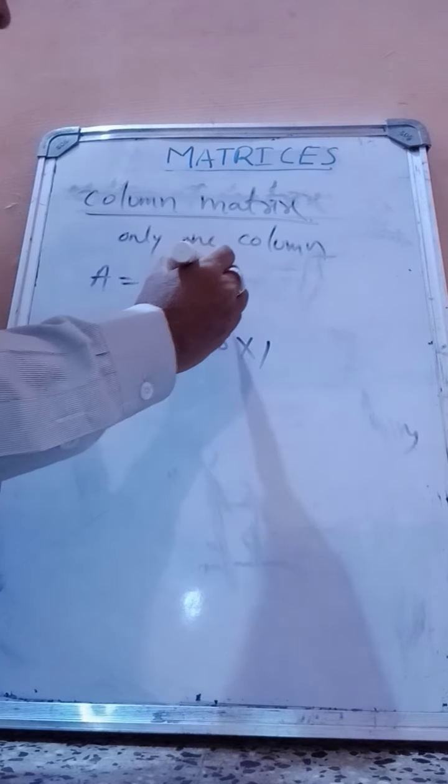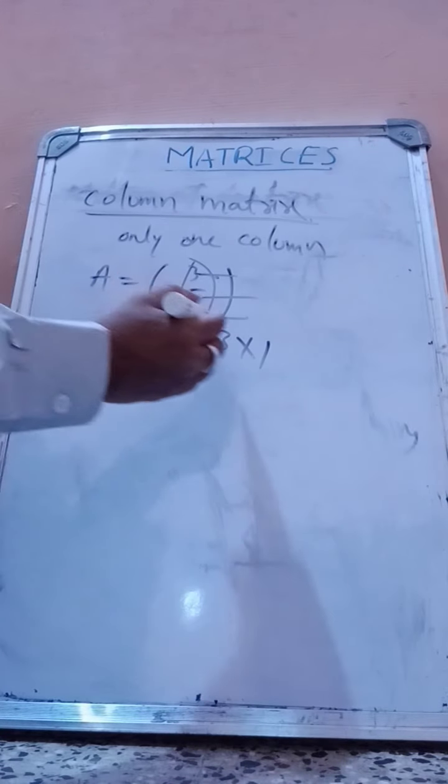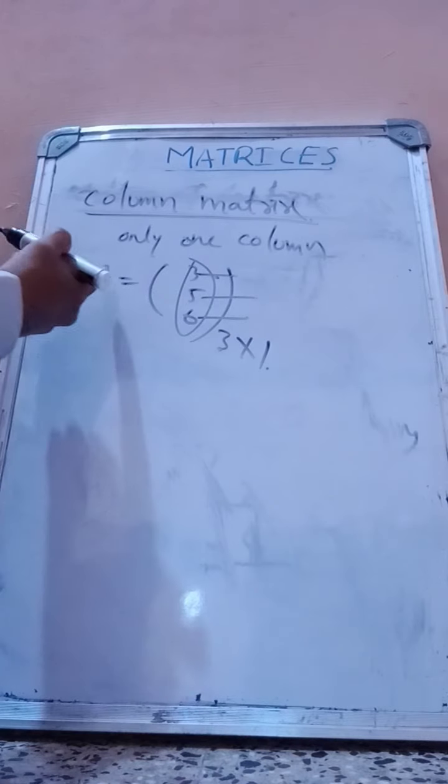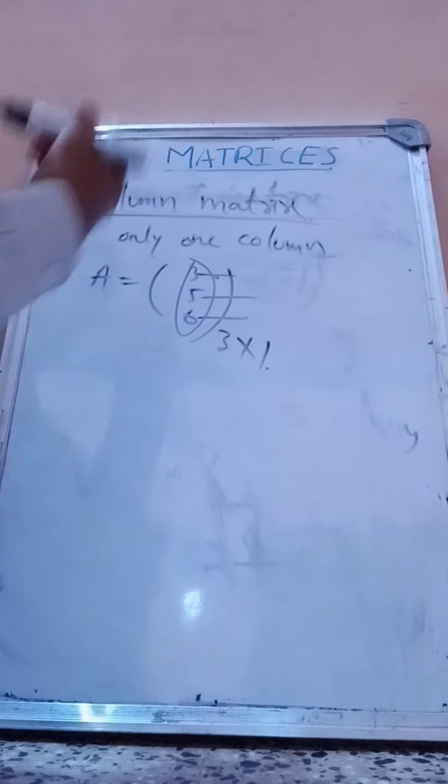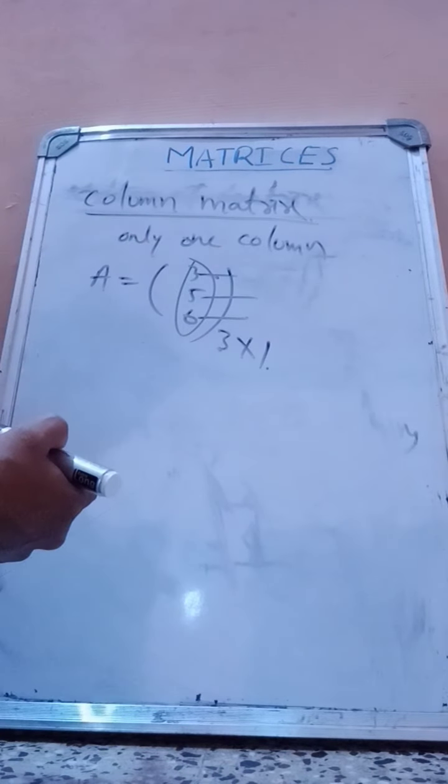See, this is the first row, this is the second row, this is the third row. This is 1 column only. So, 3 rows and 1 column. It contains only 1 column. So we can tell that this type of matrix is known as a column matrix.